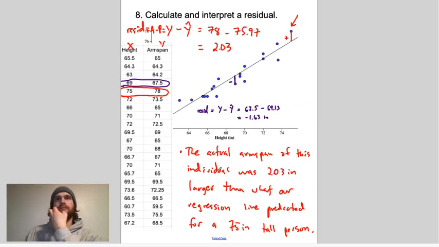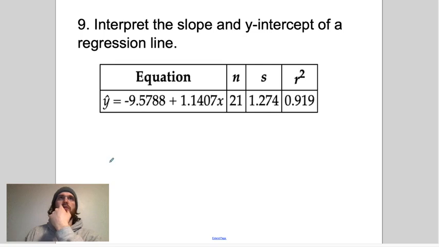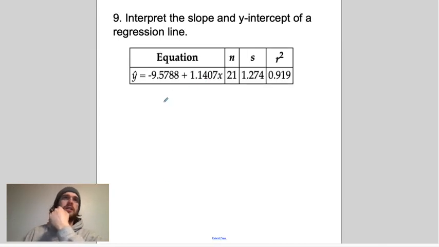Great. So basically in this case, the line over approximated, and in this case, the line under approximated the value. Okay, so those are some other vocabulary words you can use for that situation. 9, interpret the slope and y-intercept of a regression line. Interpret just means explain in the context that anyone could understand.